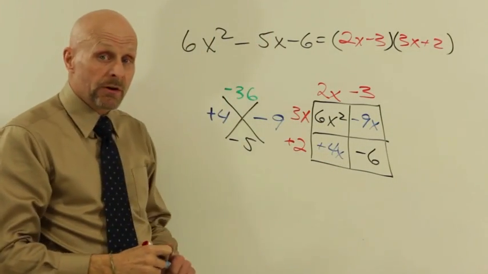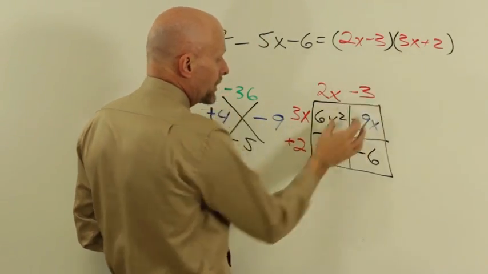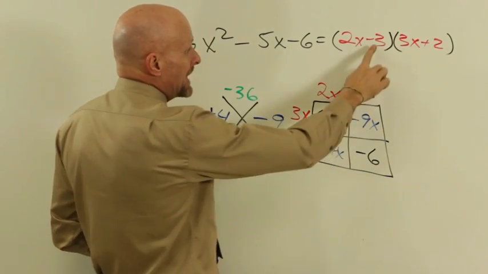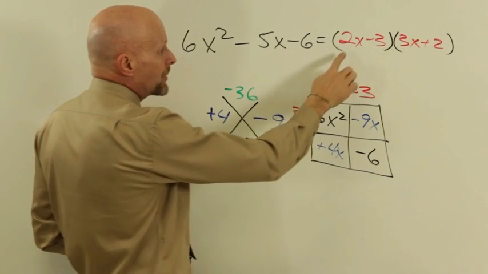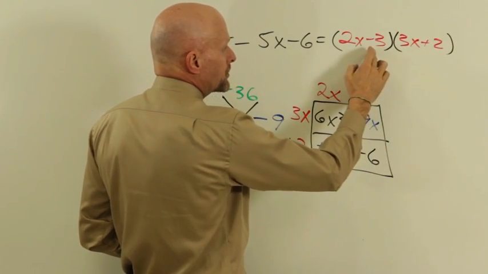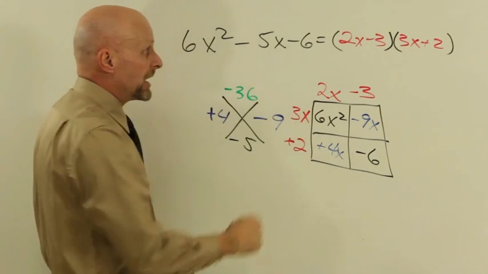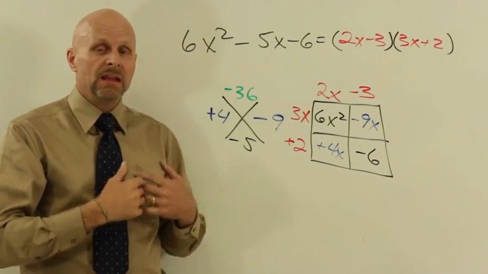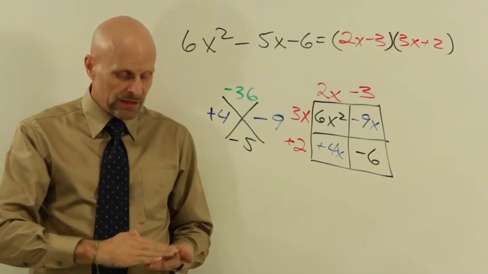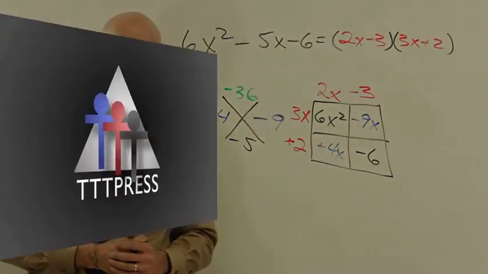Let's FOIL this to verify that it is right, just to check our work. Here I see 6x squared, which I like. Last times last gives me negative 6, which I like. And my outer terms gives me 4x. My inner terms, negative 9x, which I see here. Those two combine to negative 5x. And I've solved this fairly complicated polynomial without any guesswork whatsoever by simply building each concept upon the one previously learned until this is very easy for us.